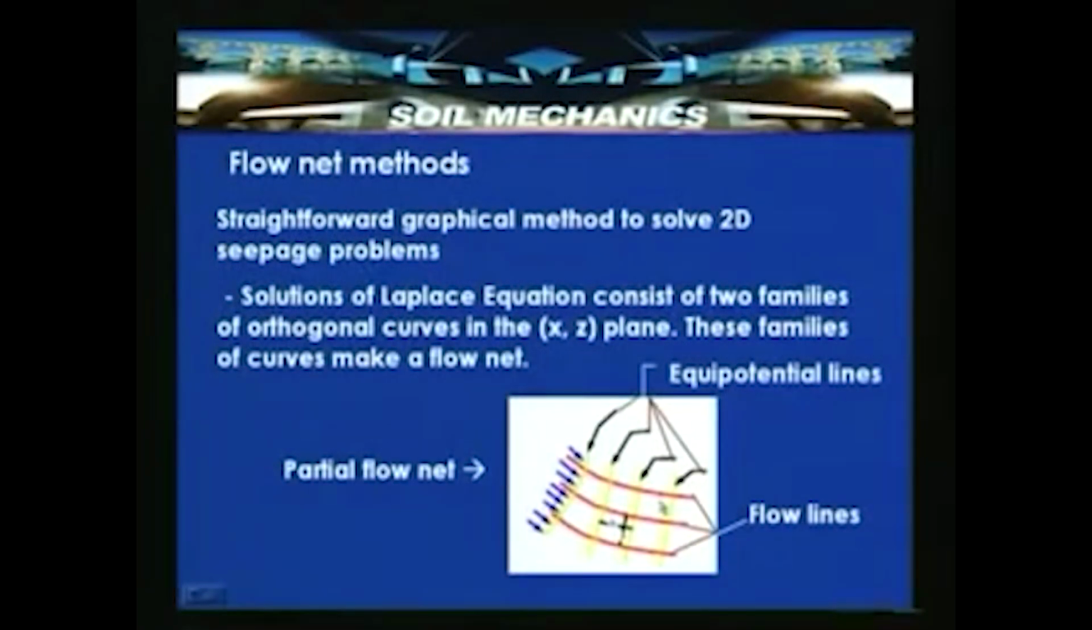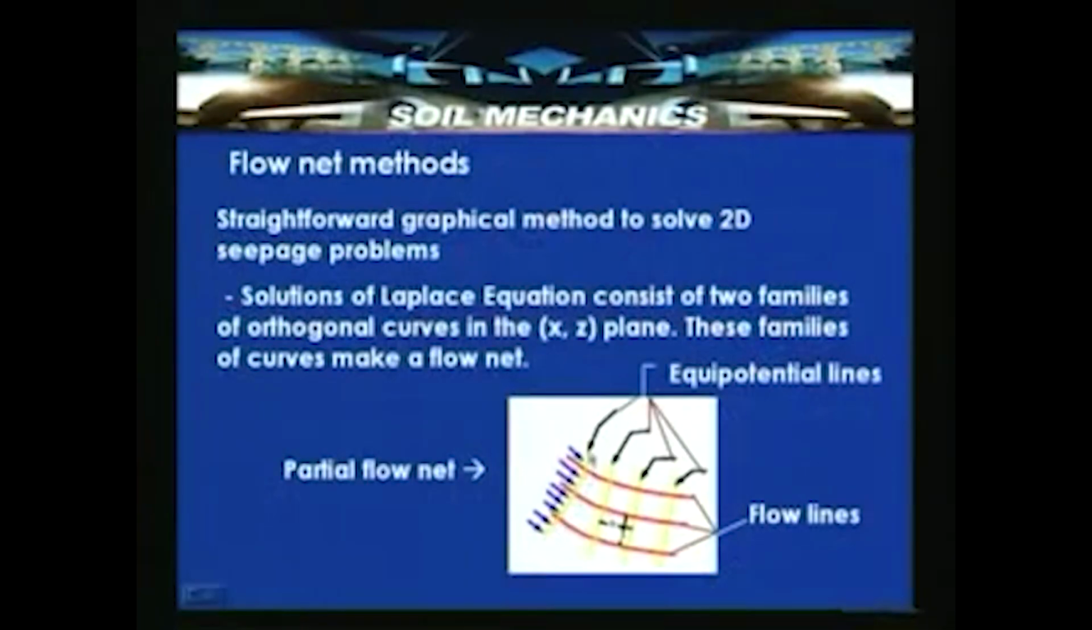Generally, flow nets need to be constructed such that it should be possible for us to insert a circle having certain dimensions, not necessarily identical circular dimensions. Here the flow is occurring in this direction. The space between any two flow lines is called a flow channel, and in the partial net shown here, two flow channels have been shown.